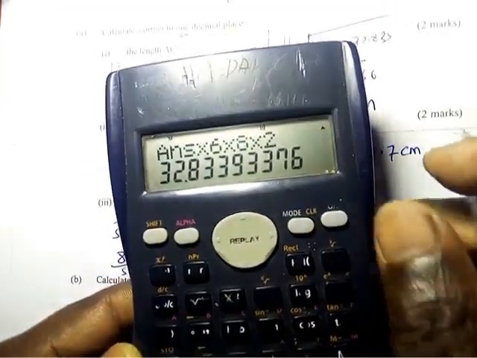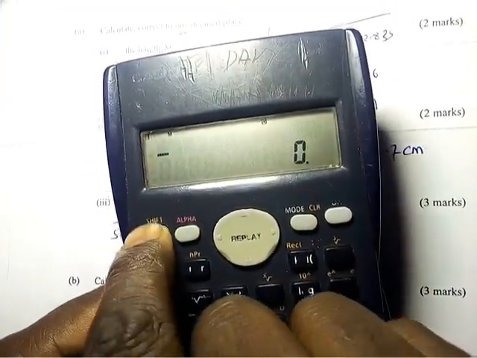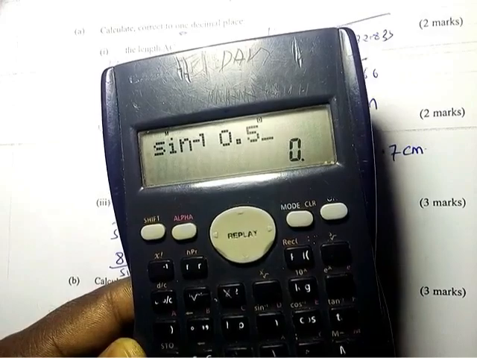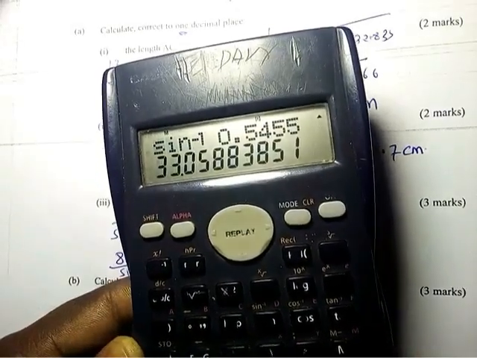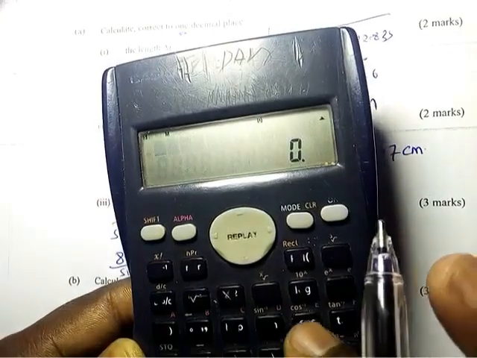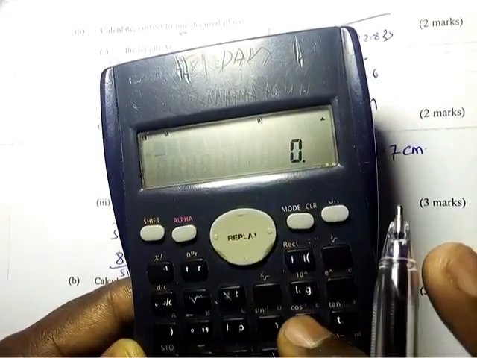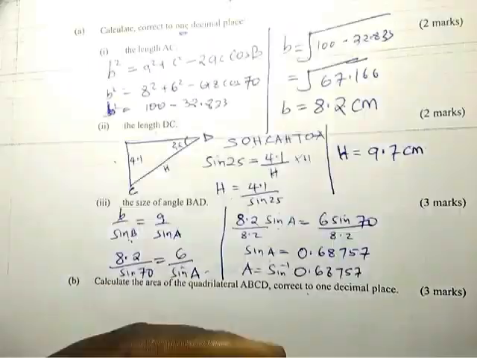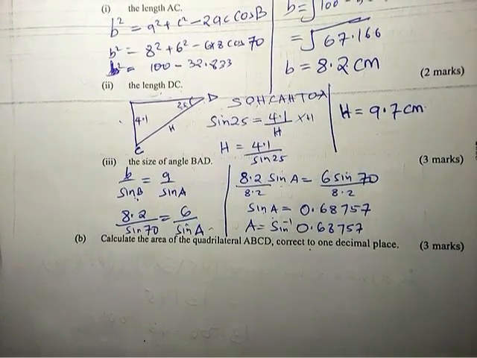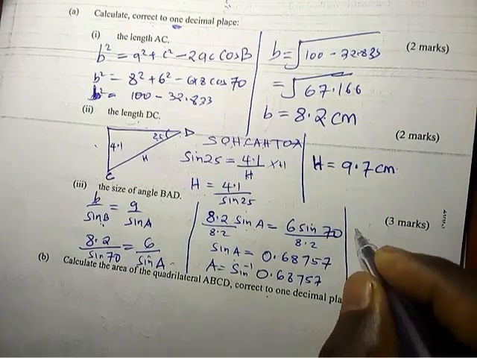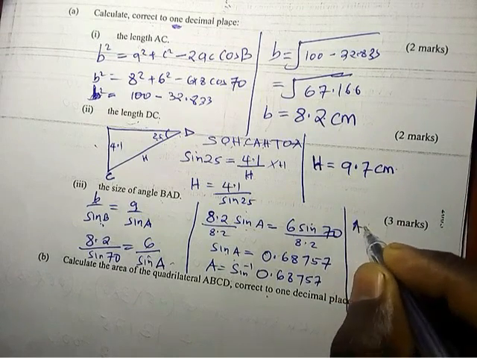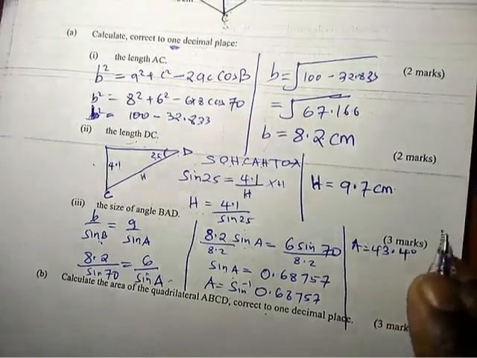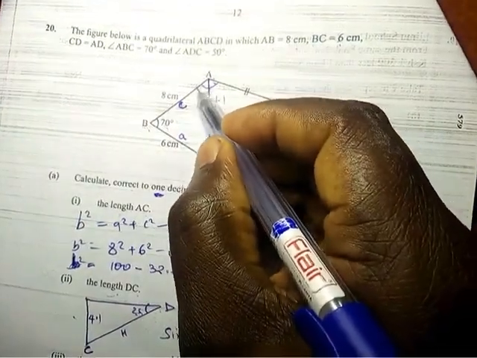For sine inverse, you take your calculator. To place sine inverse, you press shift and then sine, and then you put in the value. Whatever you want to get the angle of, you get the angle. Cos inverse and tan inverse work the same way. Now this gives us angle A as 43.4 degrees, but that is just this angle here.